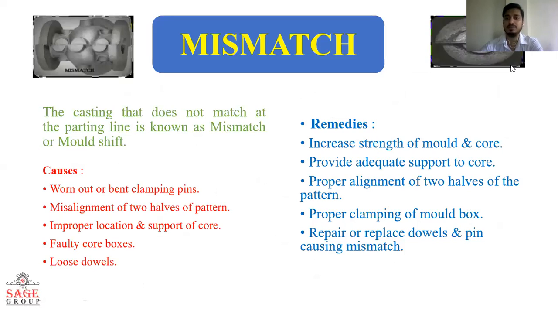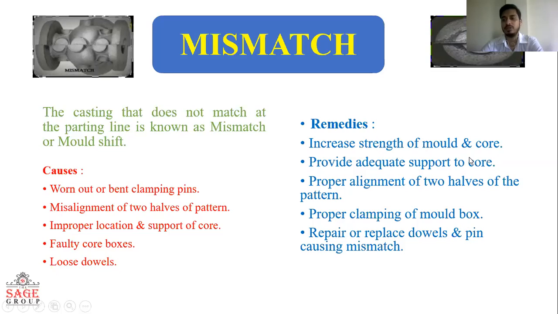The first defect is mismatch. As the name suggests, the match is not proper. The casting that does not match at the parting line is known as mismatch or mold shift. What are the causes? Worn out or bent clamping pin, misalignment of the two halves of the pattern, improper location and support of core, faulty core boxes, and loose dowels. These are the causes of the mismatch defect.